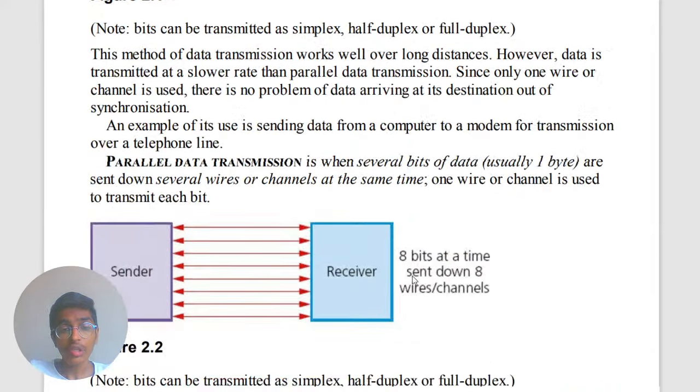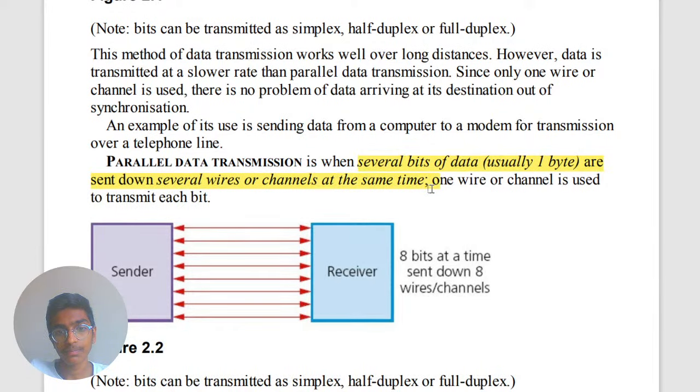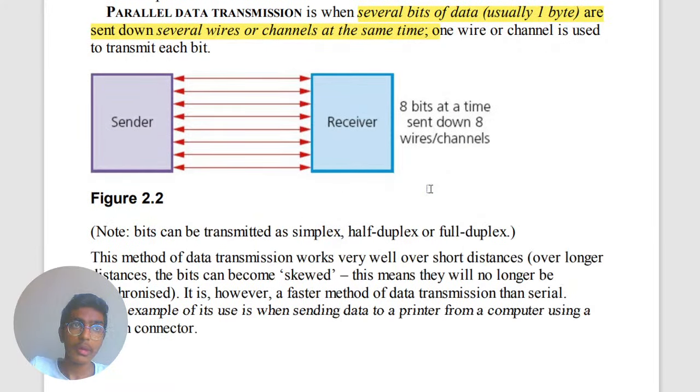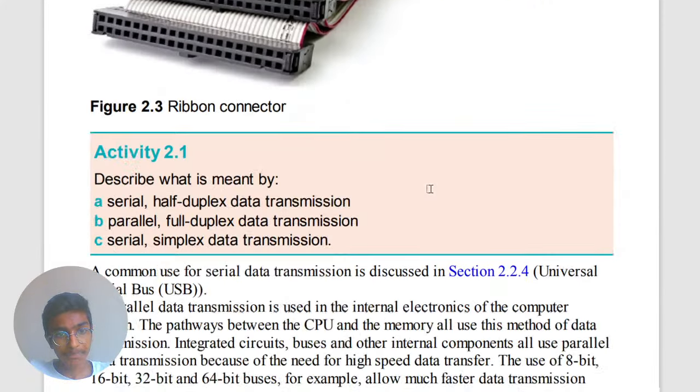When having a look at parallel data transmission, this is when several bits of data are sent down several wires or channels at the same time. This one would be a much faster data transmission rate, but it has a possibility that it becomes unsynchronized when it is sent. So there we go, we're done with that.